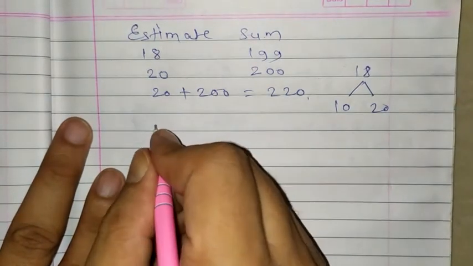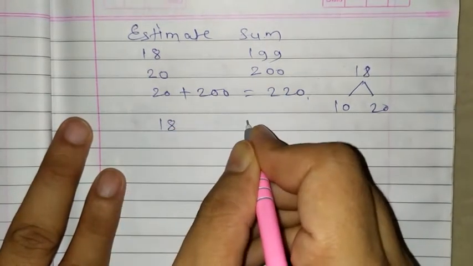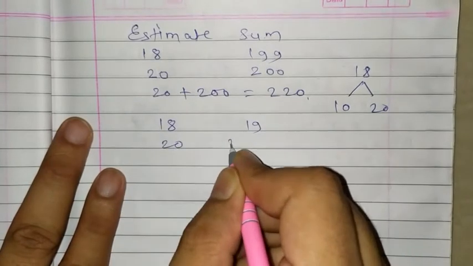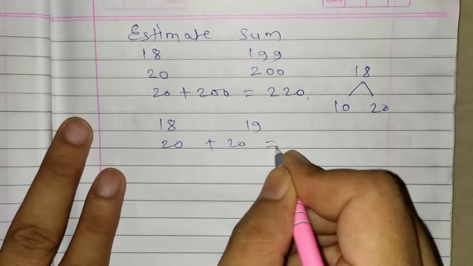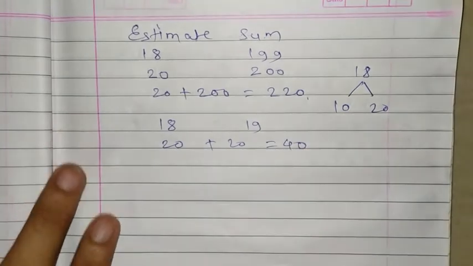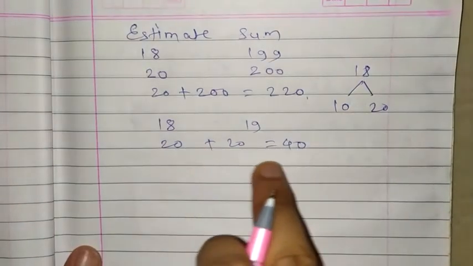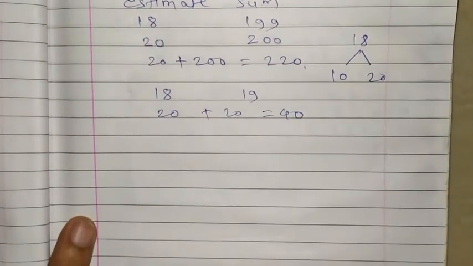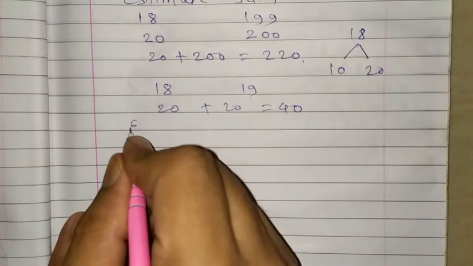One more example, 18 and 19. So 18 is nothing but 20, and 19 is nothing but 20. So 20 plus 20 is 40. In this way your calculation will be easier, and this is not the actual answer. This is known as the round off.